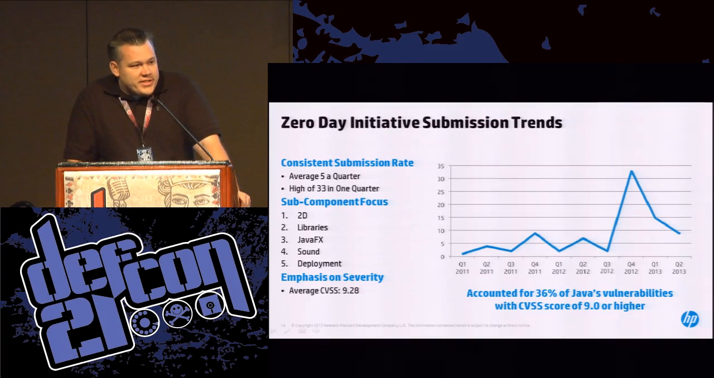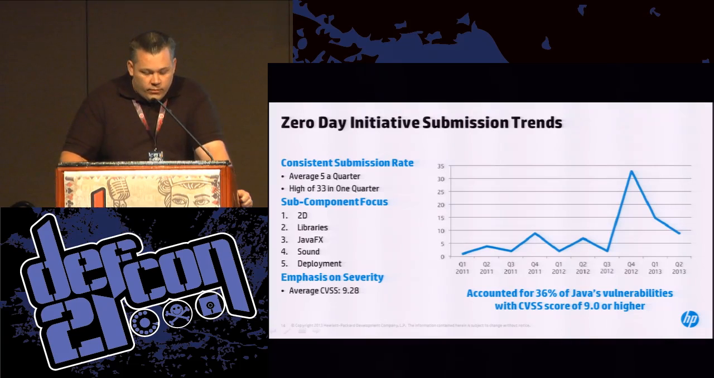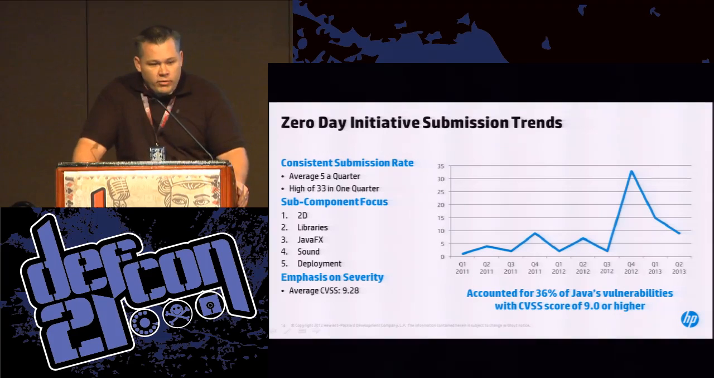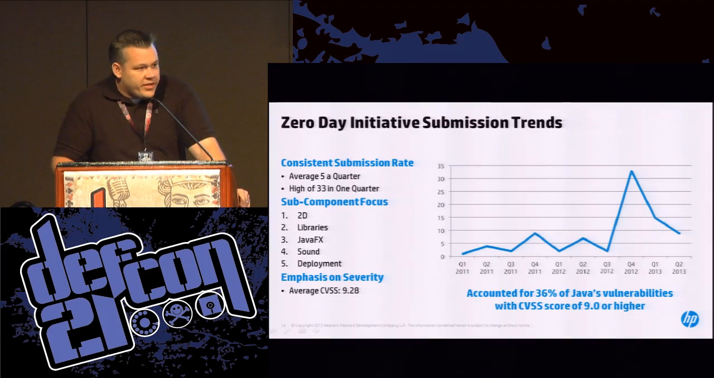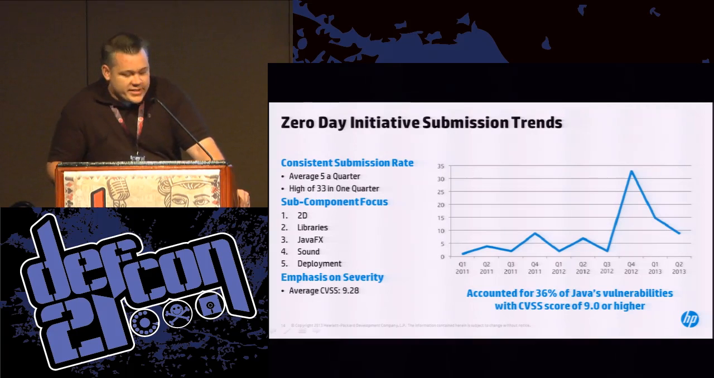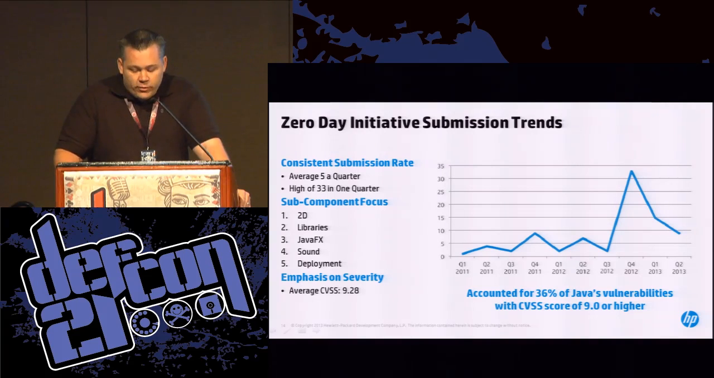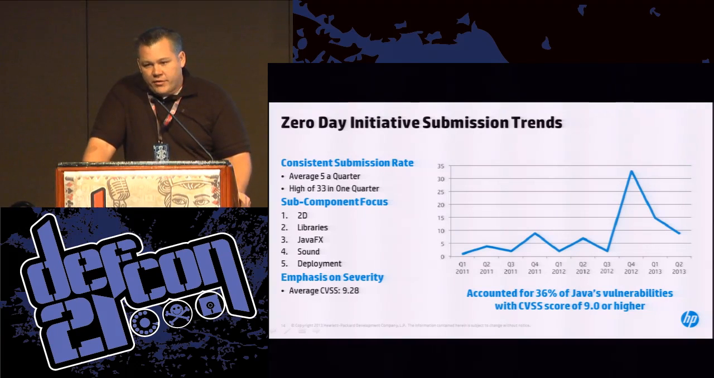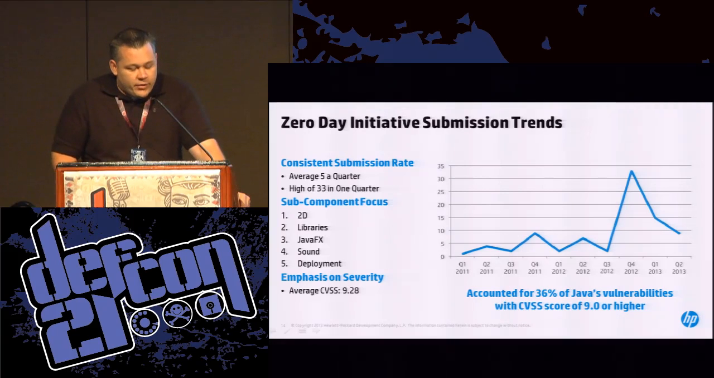If we tie that with the Zero Day Initiative submissions, we start to see some interesting stuff. We see that on average the Zero Day Initiative is receiving about 5 Java zero days every quarter, with a high of 33 in one quarter, thanks to Ben Murphy and Vitaly, for the highest count submitted to our program in one quarter. Our researchers actually account for 36% of Java vulnerabilities with a CVSS score of 9 or higher, and that's a lot of vulnerabilities being patched.